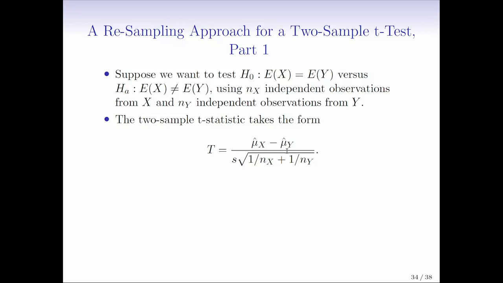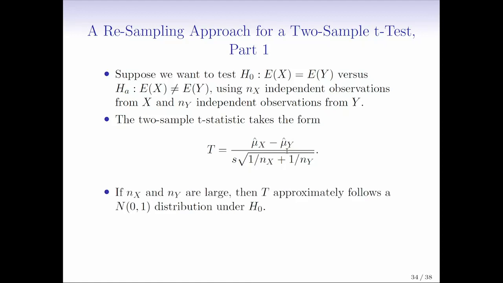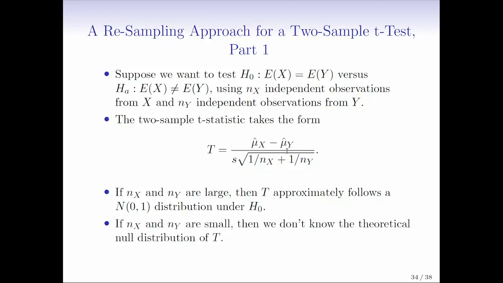So the idea is, suppose that we want to test the null hypothesis that the mean in one group equals the mean in another group versus the alternative that they're unequal. And here we have n sub x independent observations from x and n sub y independent observations from y. Well then, as we've already seen today, the two-sample t-statistic takes the form of just the sample mean in group x minus the sample mean in group y divided by an estimate of the standard deviation of mu x minus mu y. And if n x and n y are large, then as we've already said, t approximately follows a normal 0-1 distribution under the null hypothesis.